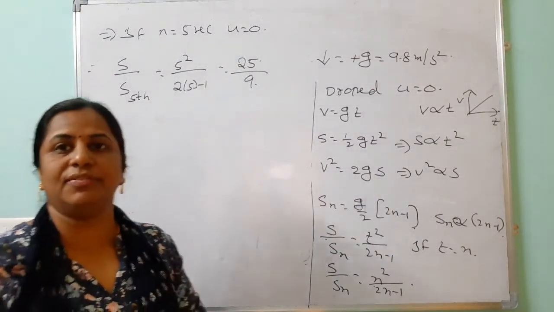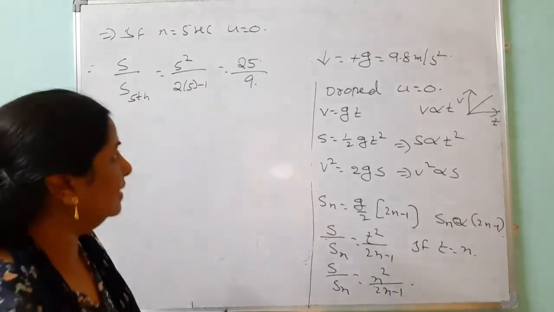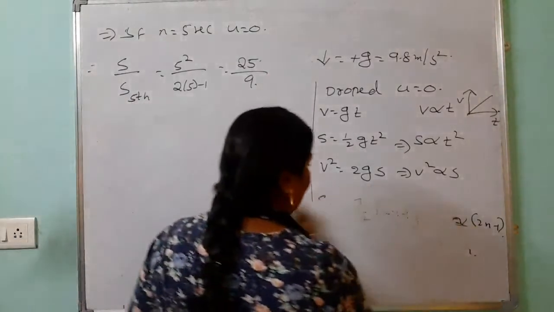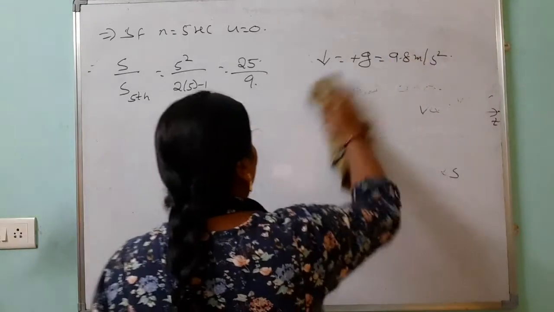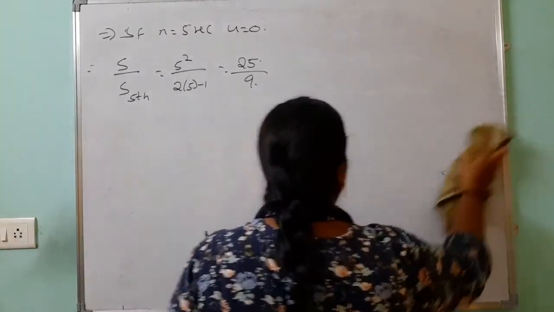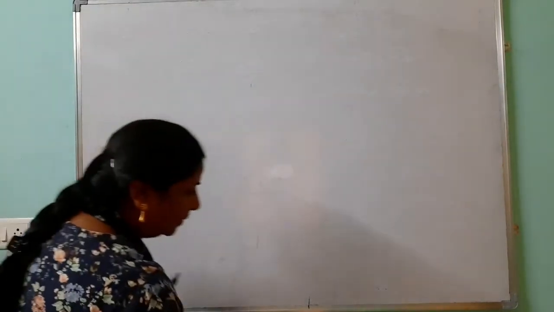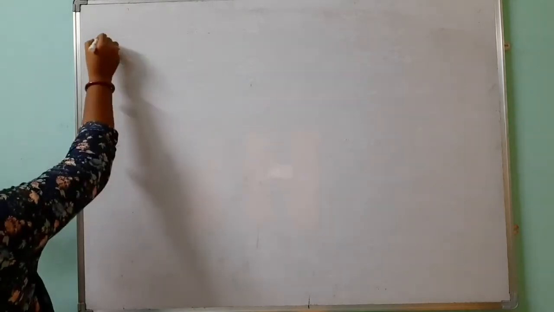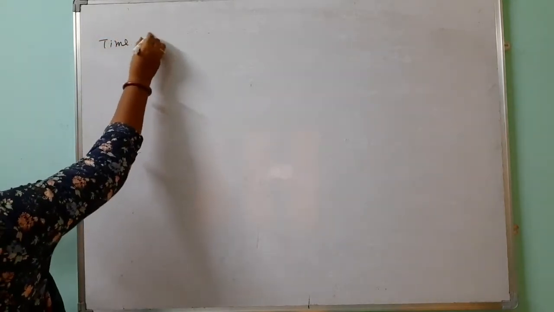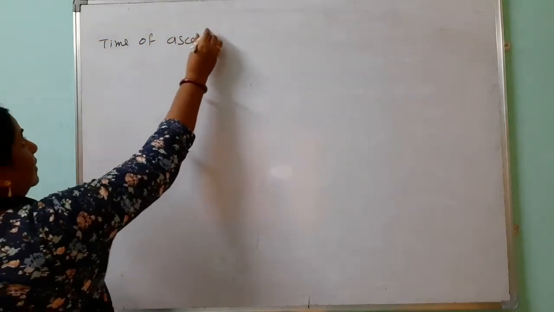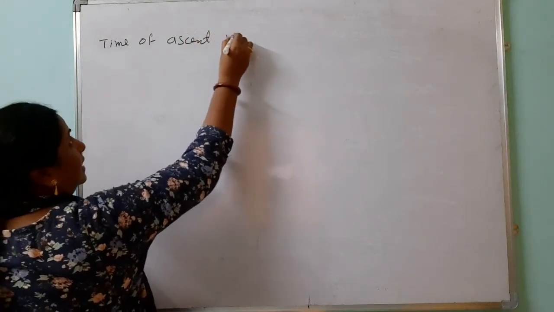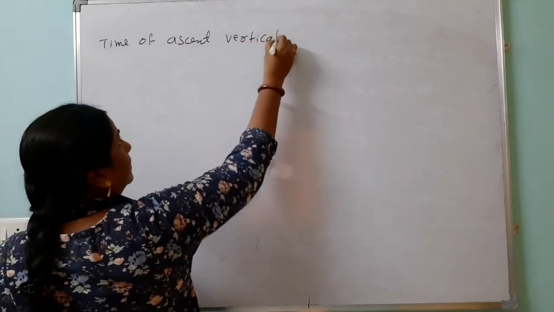Then a few more definitions we are going to discuss here. That is the time of ascent, time of descent, time of flight, maximum height and all this. What is the time of ascent? The time taken by the body to reach maximum height from the ground. That is called the time of ascent. Time of ascent in the case of a vertically projected body.